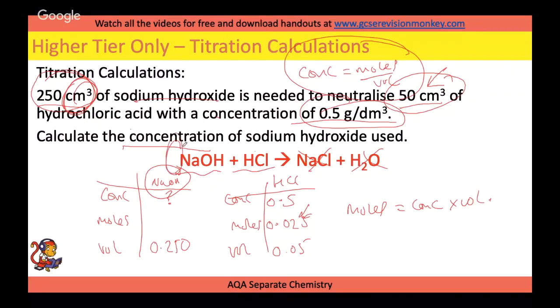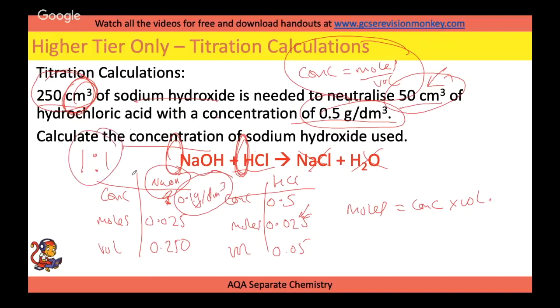That's where the ratio of moles becomes important. In this case, it just happens to be 1 to 1. So we put the same number of moles on this side, 0.025, and then use this equation, concentration equals moles divided by volume, to get us our concentration, which is 0.1 grams per decimetre cubed.